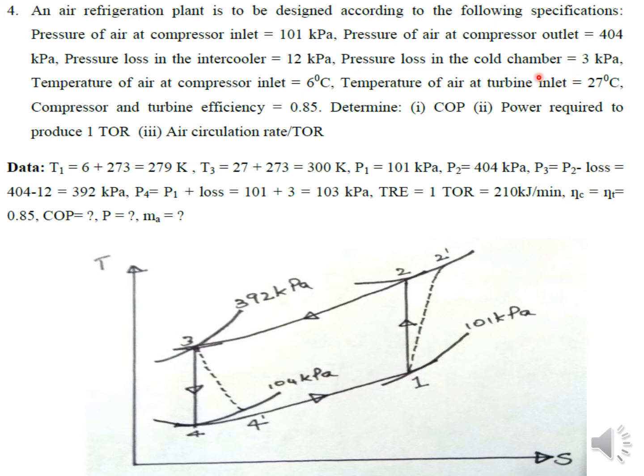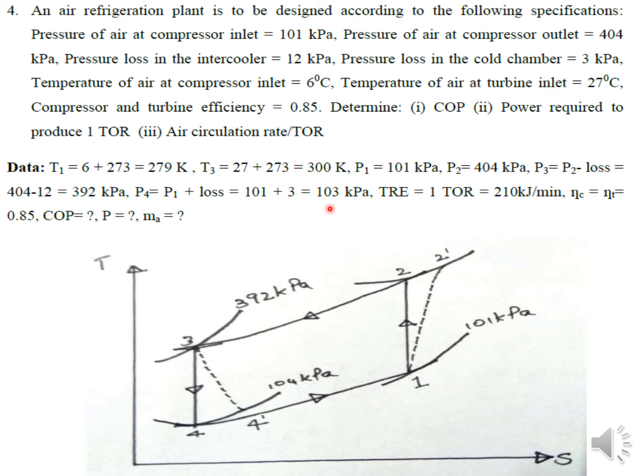So pressure loss in the cold chamber is 3 kilopascals. So from here, P4 is equal to P1 plus loss, which is 3. So P4 is equal to 104 kilopascals.